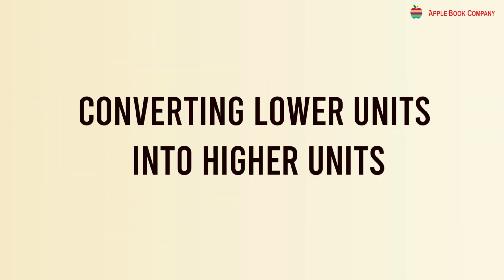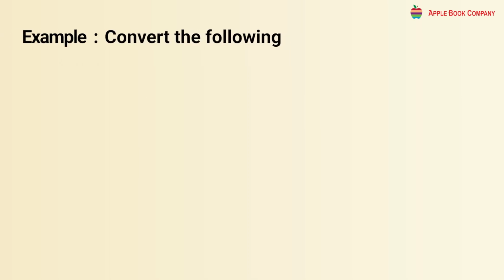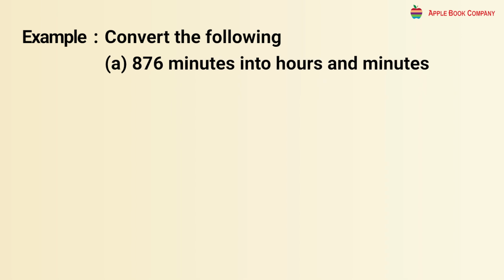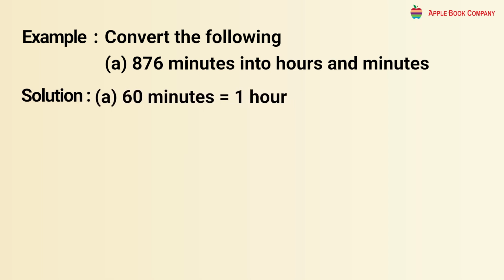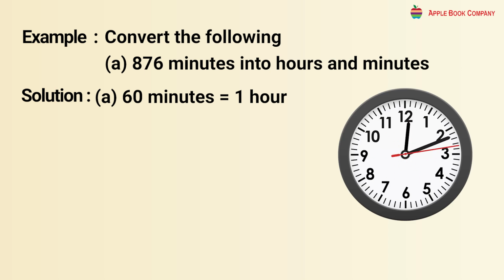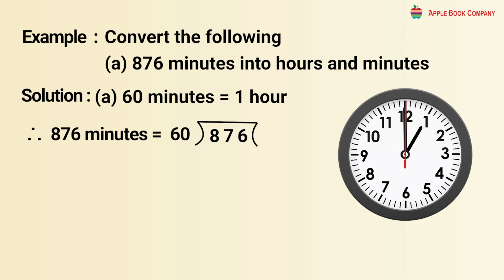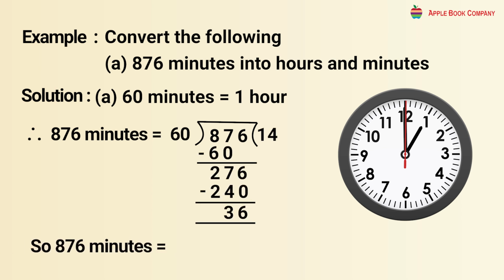Converting lower units into higher units. Example, convert the following. A bit: 876 minutes into hours and minutes. Solution. We know that 60 minutes equals 1 hour. Therefore, 876 minutes equals 876 divided by 60 hours. So 876 minutes equals 14 hours 36 minutes.